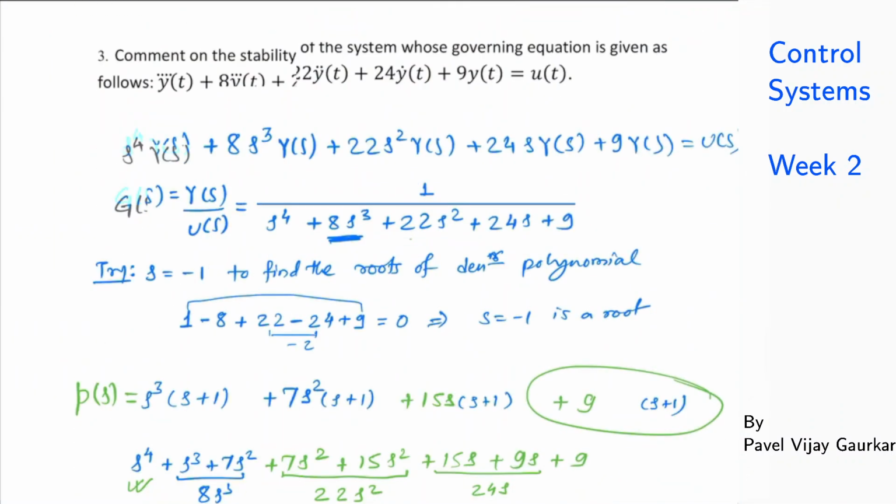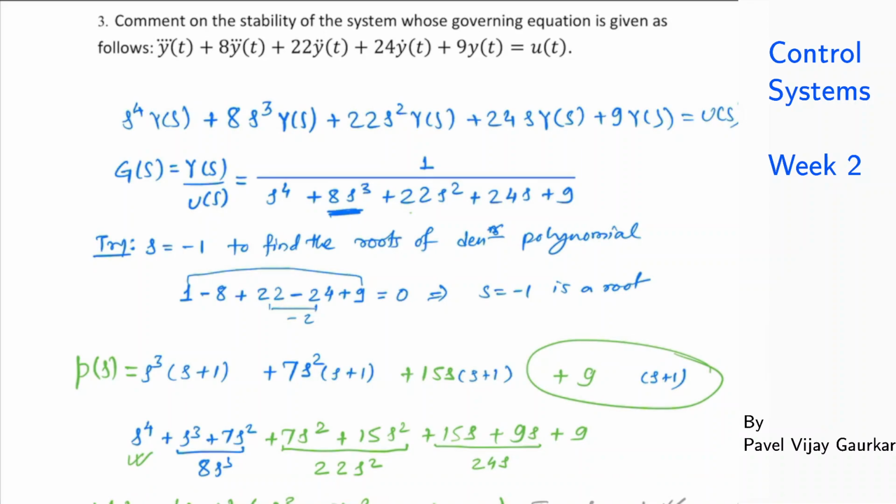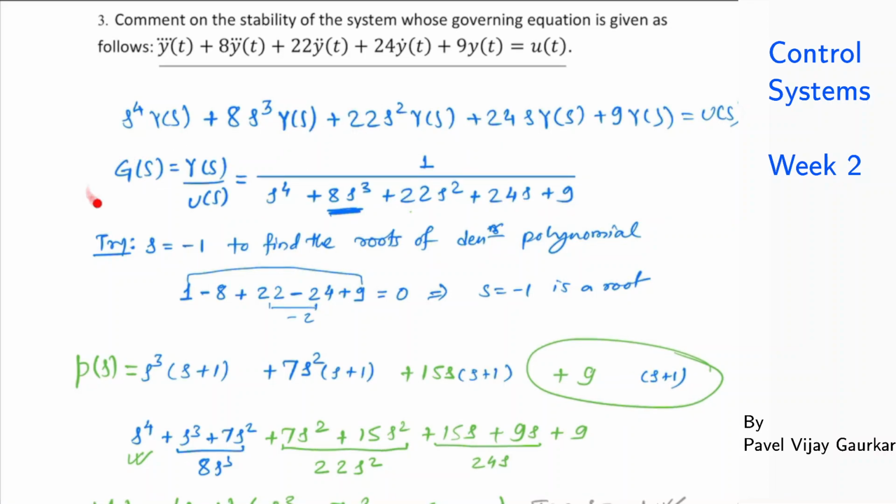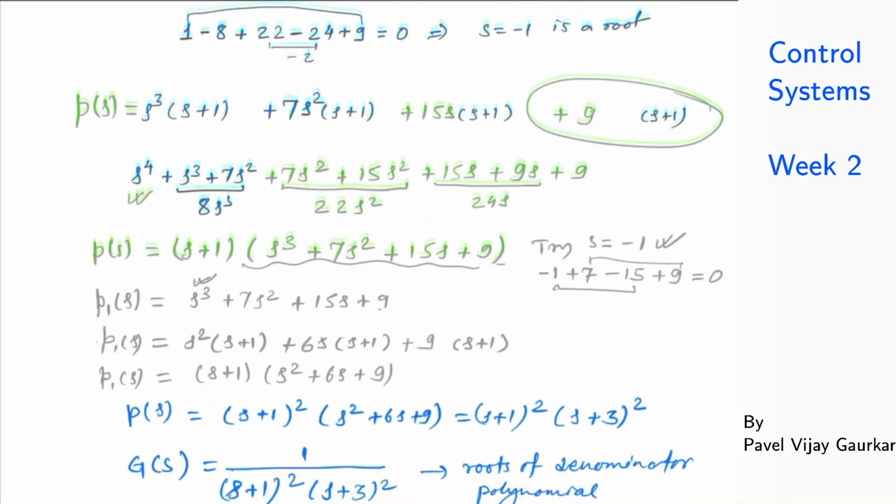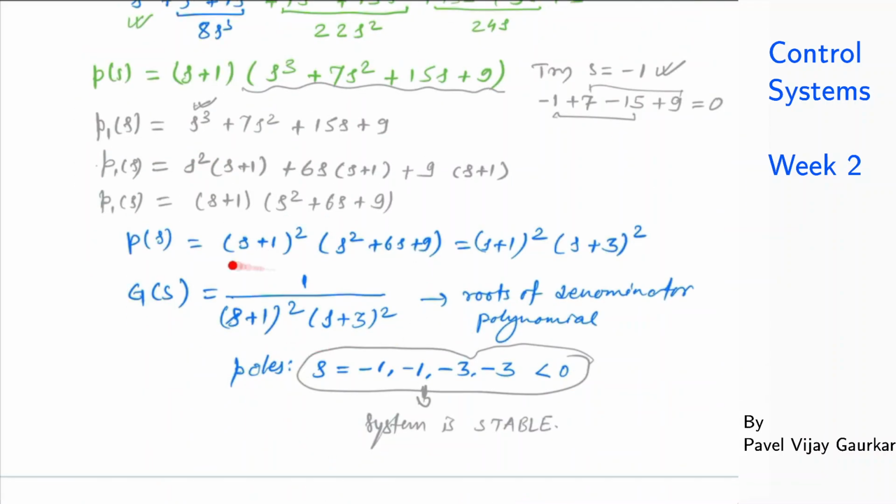So let's just take a look at it one more time. This is the system we have, and we are asked to find whether the system is stable or not. So what we did was we computed the transfer function. Then we did factorization to write our transfer function in its factors, and then we looked at the poles of the system, which are the roots of the denominator polynomial. They turn out to be minus 1, minus 1, minus 3, and minus 3. So all of them are negative. That means the system is stable.